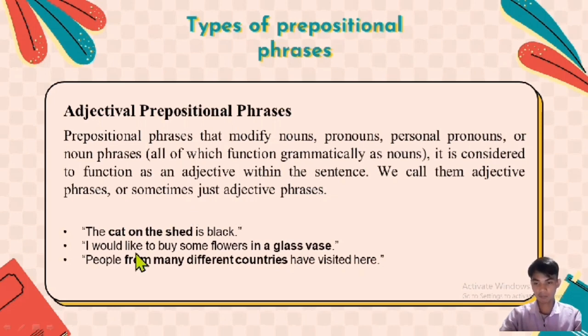So the second example, "I would like to buy some flowers in the glass vase." So the preposition here is "in," and "a glass vase" is a noun phrase. And then the last example here, "People from many different countries have visited here."